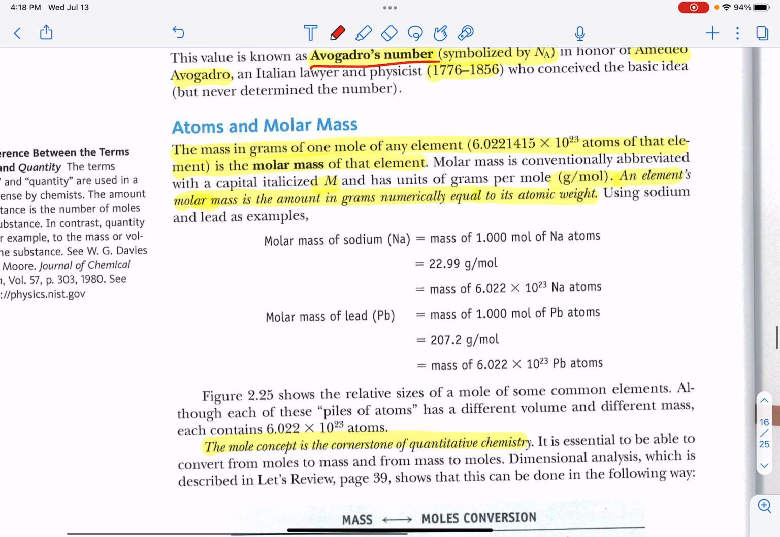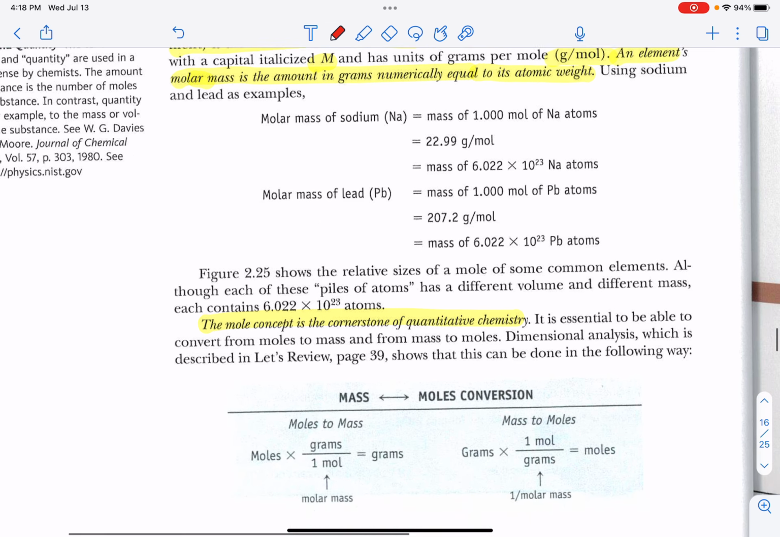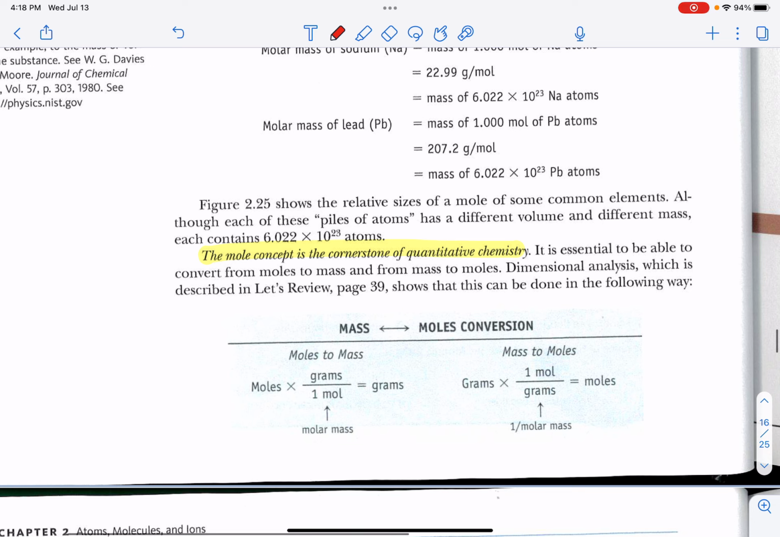And so you should be able to convert grams into moles and moles into grams by using your periodic table. I'm not going to spend a whole lot of time on this. You should be using dimensional analysis when you do your conversion. So here's my dimensional analysis. My moles are going to cancel, giving me grams. My grams cancel, giving me moles. But this number here is the molar mass, or the reciprocal of the molar mass, depending upon which way I'm going in my conversion.